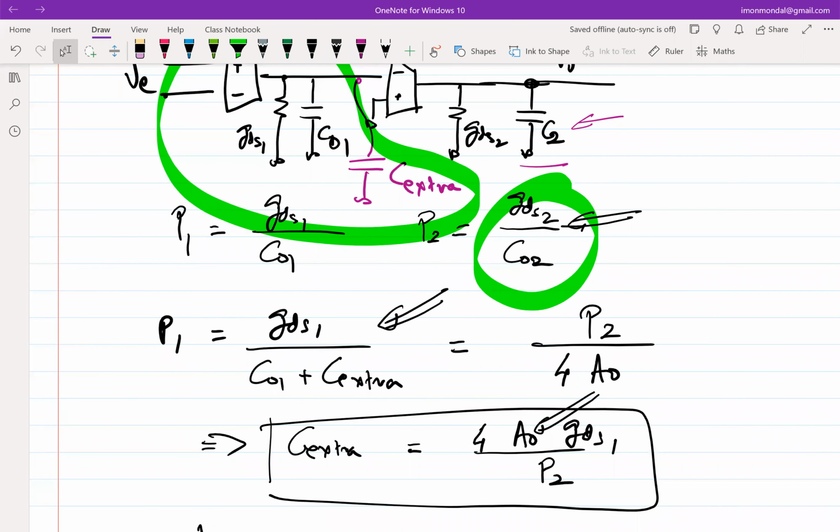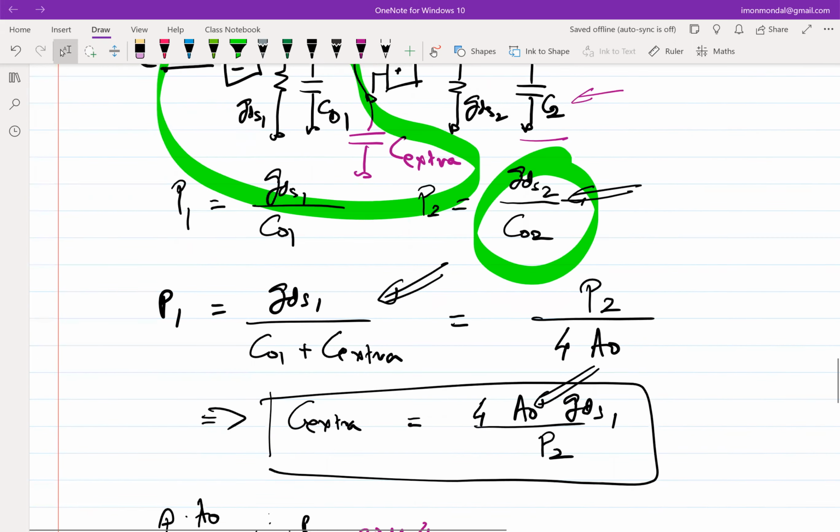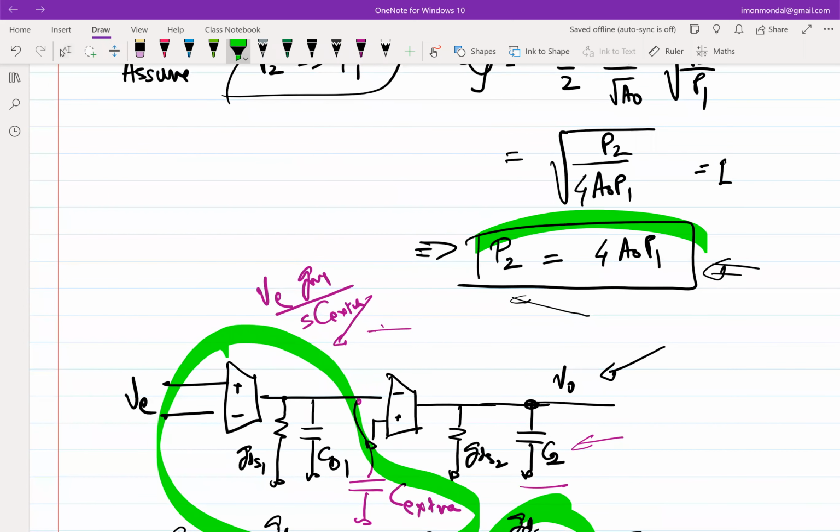But sir, if I give a step, will there be any ringing, or will it be like a ramp? If you can maintain this relation, there won't be any ringing, right? So this essentially says that A0 times P1 has to be some P2. Okay, so if you can maintain this relation, there is no ringing. If you cannot, and if P2 becomes lower than this, then you will have ringing. Okay.